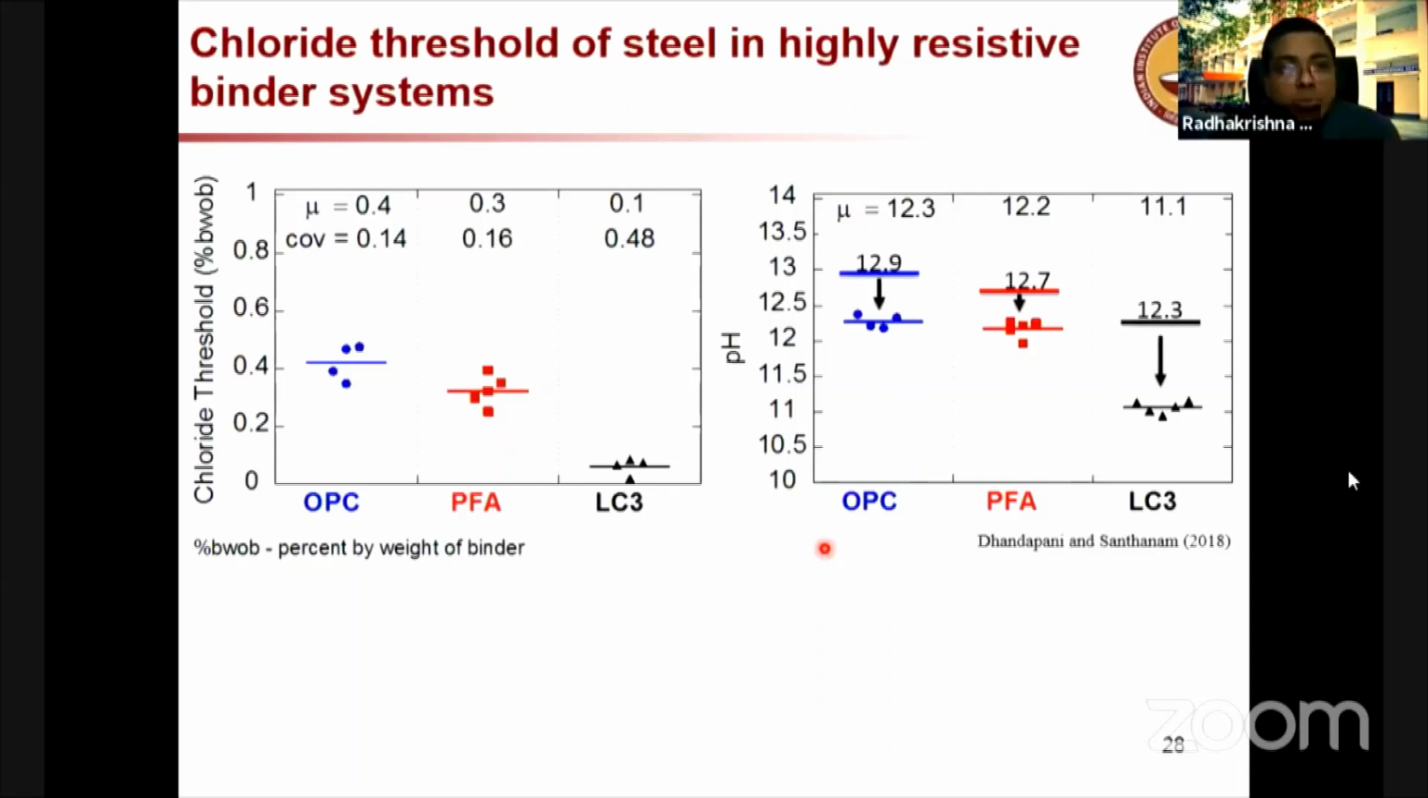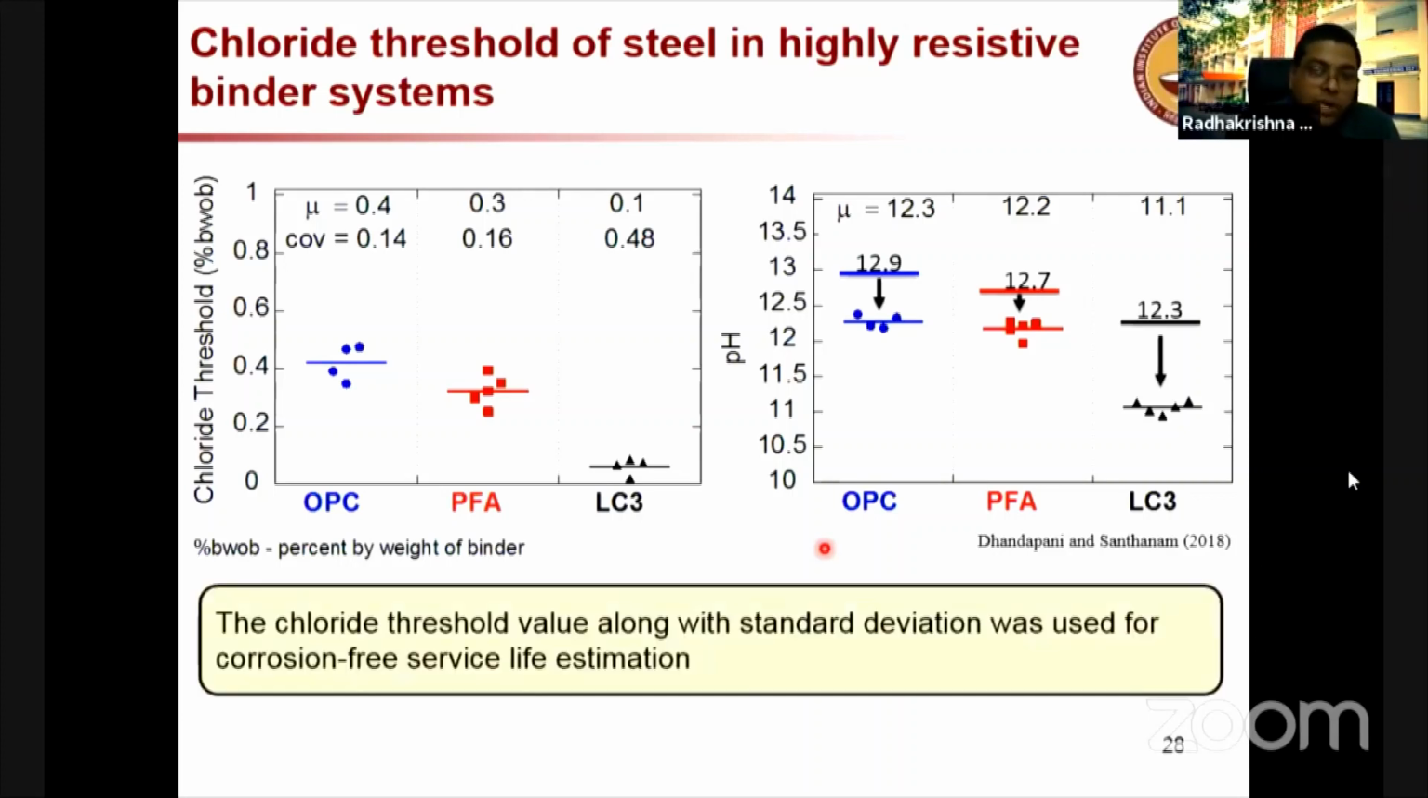So let me show you this effect on the use of fly ash and LC3. LC3 is a relatively new binder. So we found that the chloride threshold of this system is very low as compared to the OPC system. However, when we look at the synergy of this, we can very clearly see that the service life is still going to be high. I'm going to show you that in the next slide.